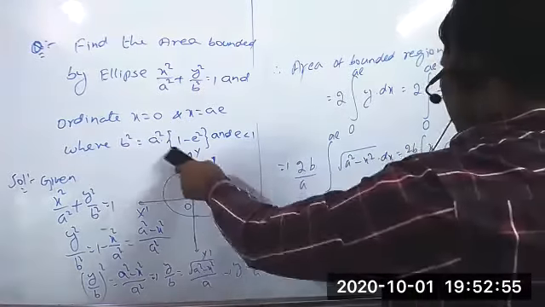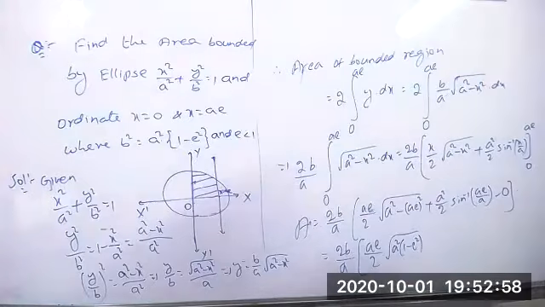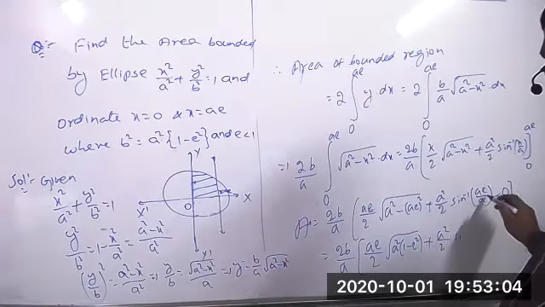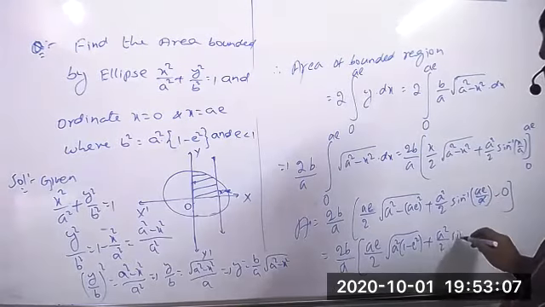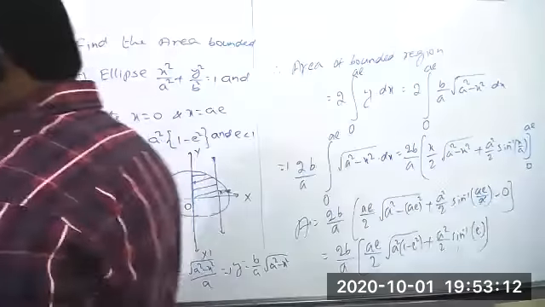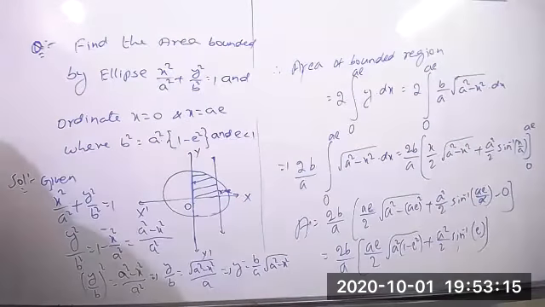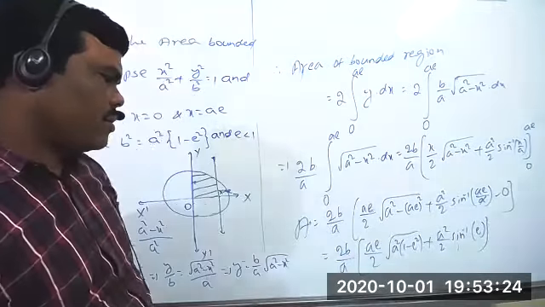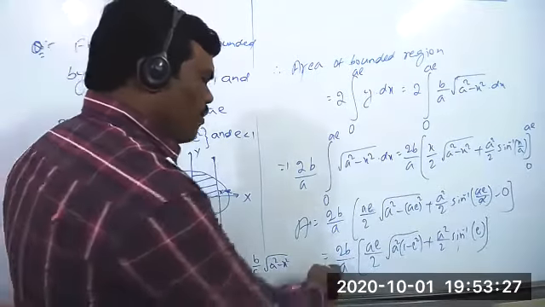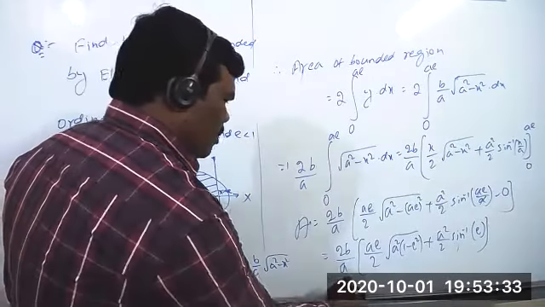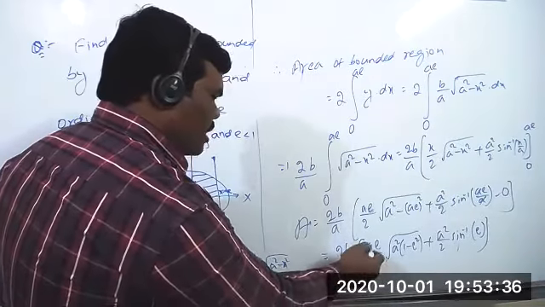A square into 1 minus e square equals how much? b square. That's what is given. Plus a square by 2 into sin inverse, where a cancels, so sin inverse of e. Now I can simplify all of that. The root of b square equals b only. And when you multiply all those things, b will get cancelled in these two terms.